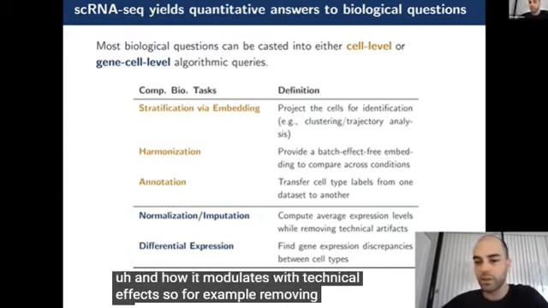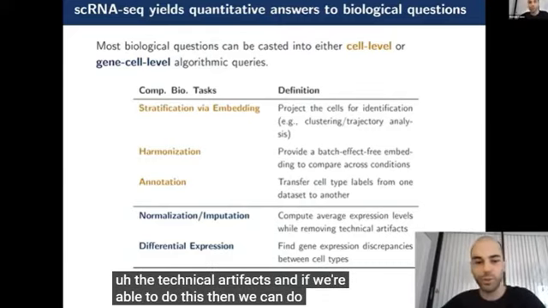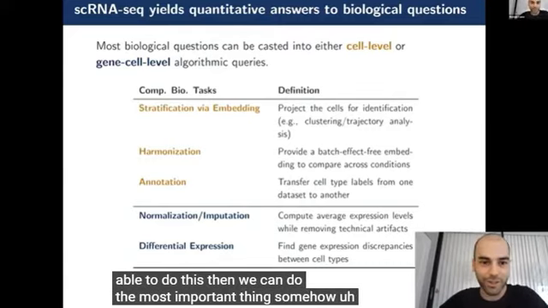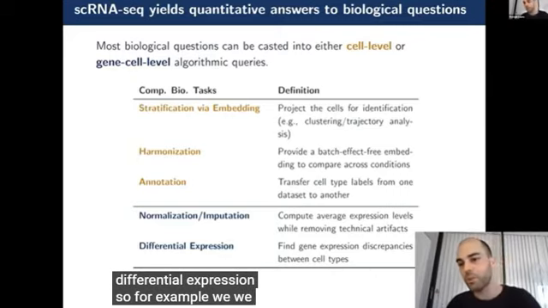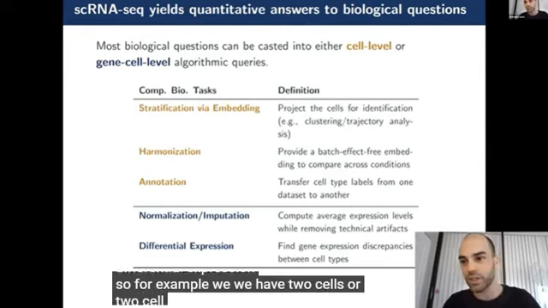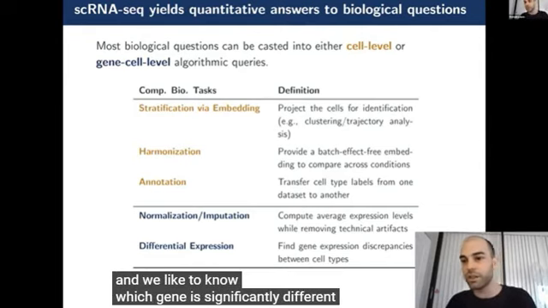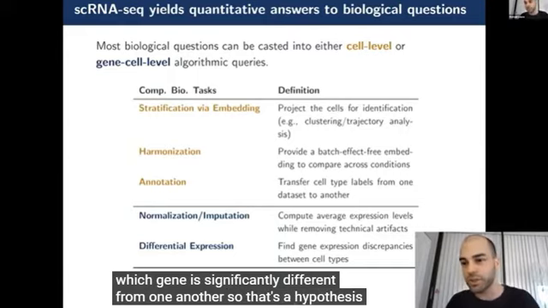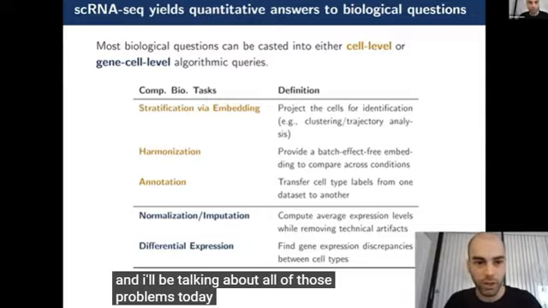So for example, removing the technical artifacts. And if we're able to do this, then we can do the most important thing somehow of the gene-cell level queries, which is differential expression. So for example, we have two cell types, or two bags of cells, and we'd like to know which genes are significantly different from one another. So that's a hypothesis testing problem. And I'll be talking about all of those problems today.